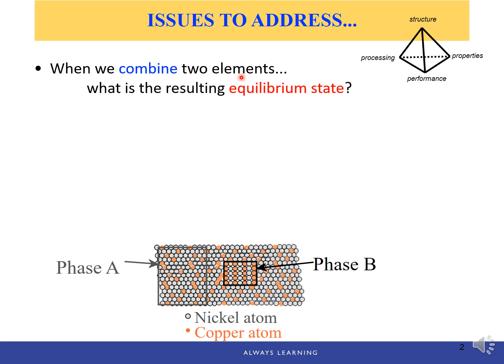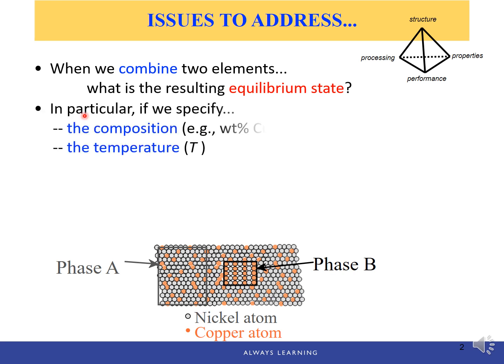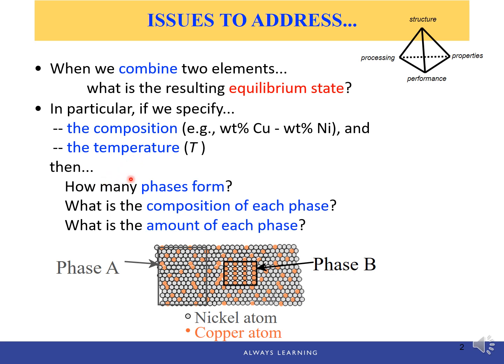When we combine two elements, what is the resulting equilibrium state? In particular, if we specify, for example, in the copper-nickel system, the composition, which means the percentage of copper versus the percentage of nickel, and the temperature, we should be able to identify how many phases may form in the system, what the composition of each phase is, and what the amount of each phase is.